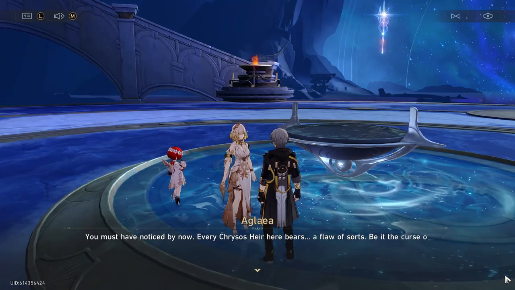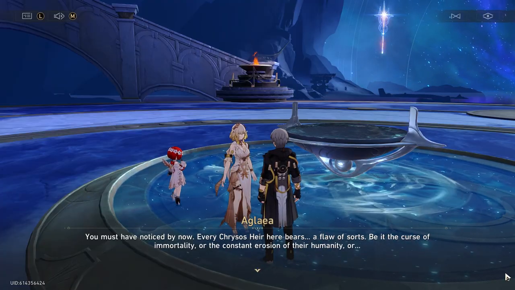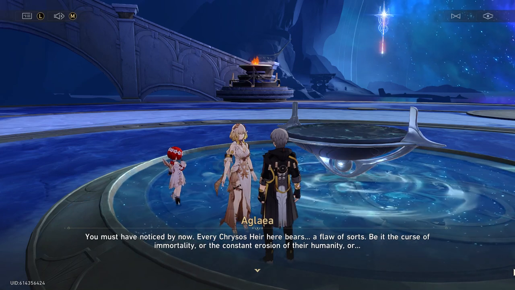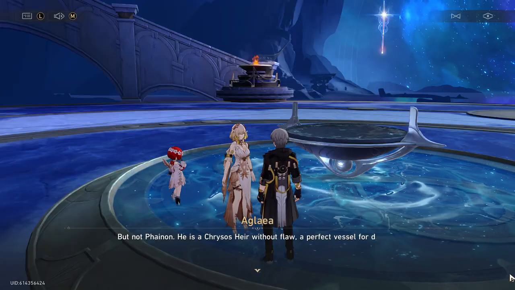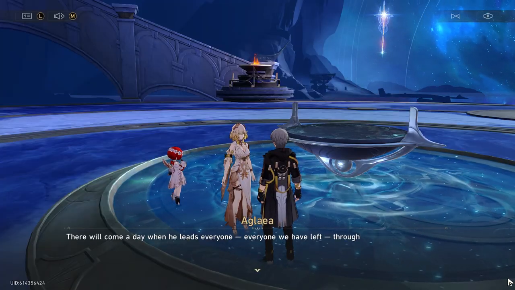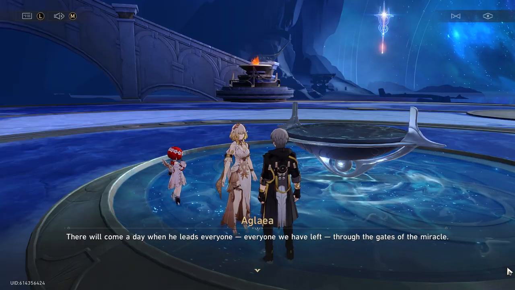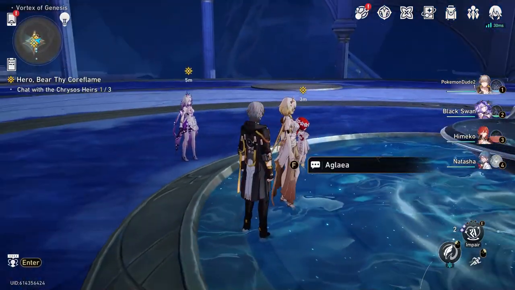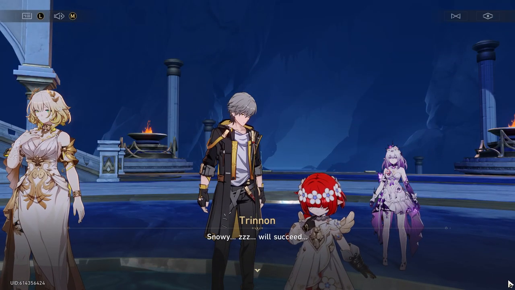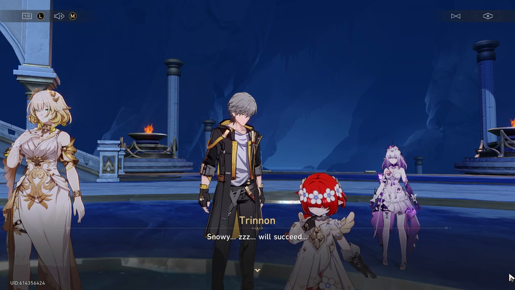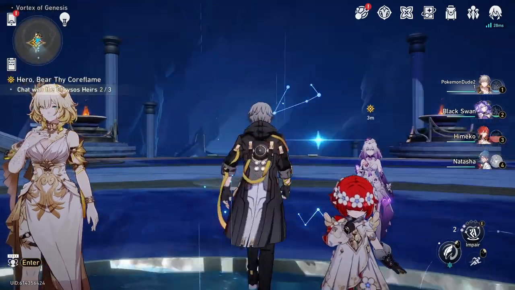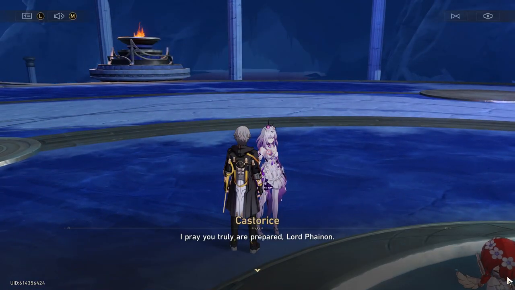You must have noticed by now. Every Chrysos heir here bears a flaw of sorts. Be it the curse of immortality, or the constant erosion of their humanity. Or... But not Finan. He is a Chrysos heir without flaw. A perfect vessel for divinity. There will come a day when he leads everyone. Everyone we have left. Through the gates of the miracle. Snowy. Will succeed. I pray you truly are prepared, Lord Finan.